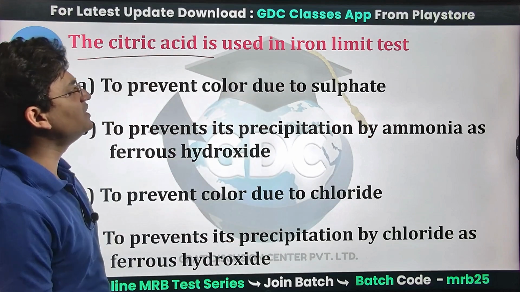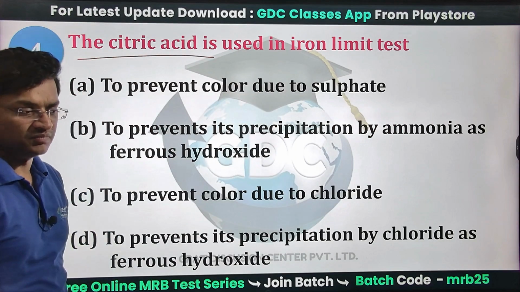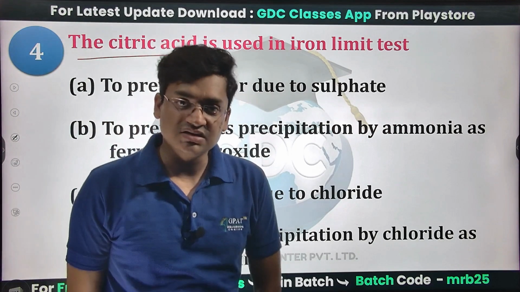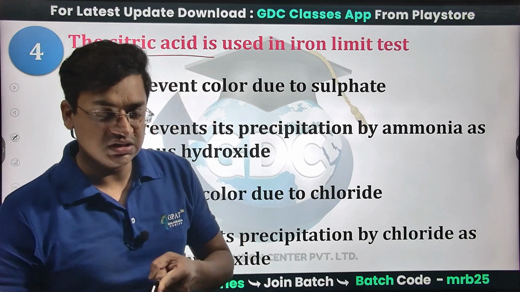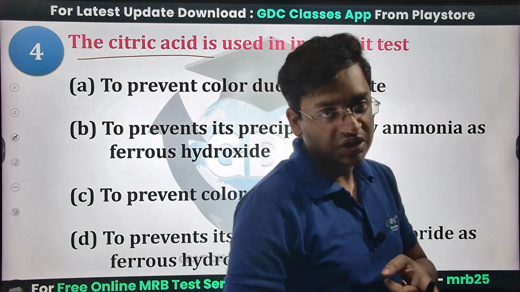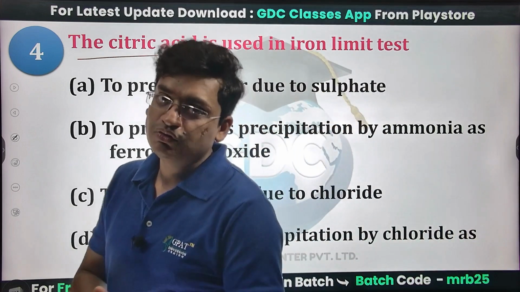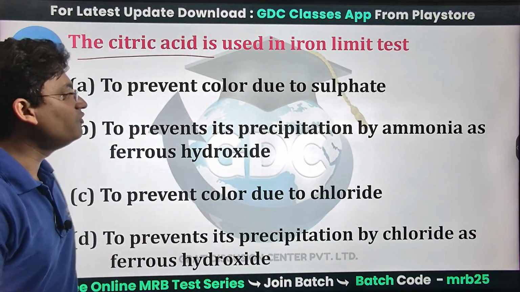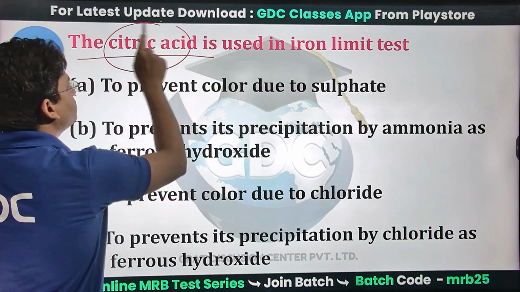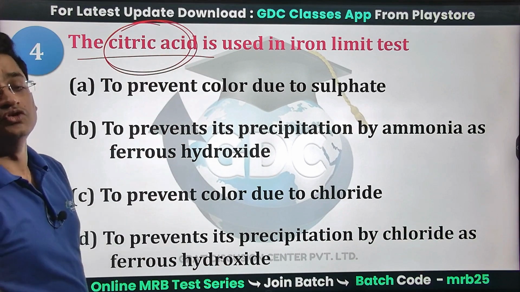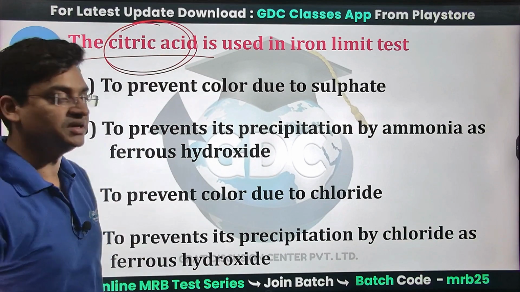Citric acid is used in the iron limit test. When we conduct the iron limit test, there are some compounds like thioglycolic acid, then we also have ammonia, then we use citric acid. So these are some compounds that are used in the limit test of iron. So for the iron limit test, what is the role of citric acid? Why do we generally use citric acid during the iron limit test?